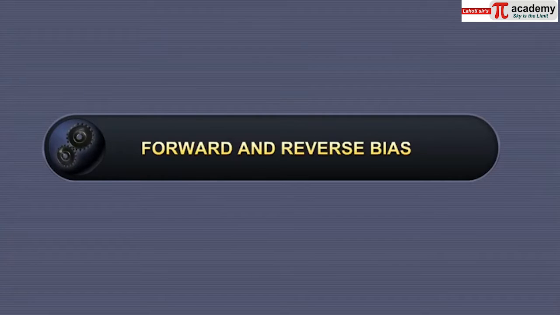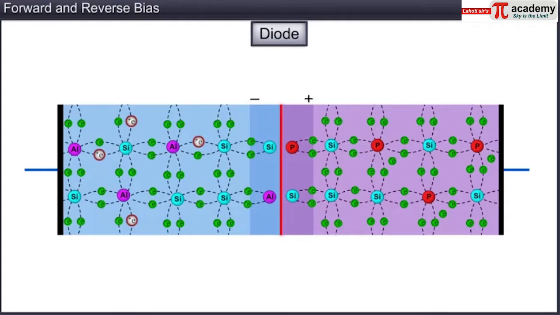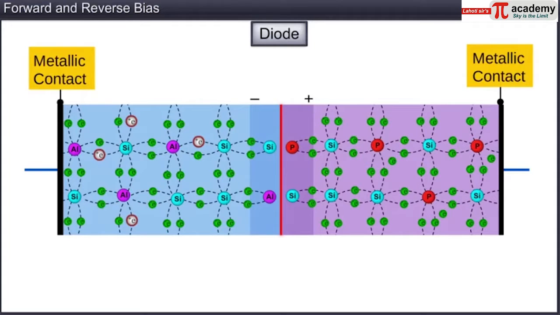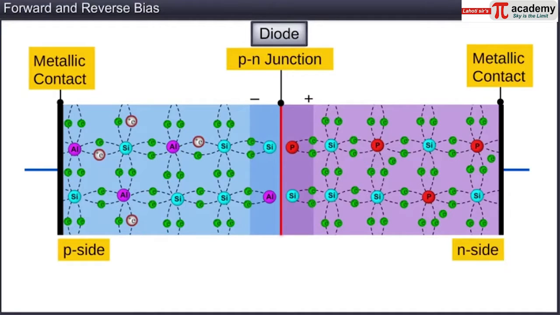In this module, you will learn about the forward bias and the reverse bias connections with respect to a PN junction diode. We have learned that in a diode with metallic contacts, there is a PN junction, separating the P side from the N side and a depletion region which is devoid of any charge carriers.